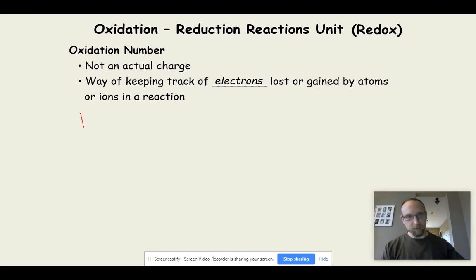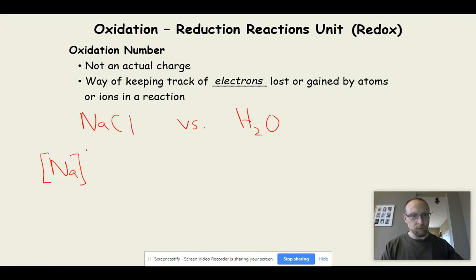Here's an example. Let's say I have NaCl versus water, H2O. Remember what happens when sodium and chlorine form a compound. This is a metal and a nonmetal, so we're going to get an ionic compound. Na loses its one valence electron to become a +1 ion. And chlorine, remember, initially has 7 valence electrons, and then it gains one more to fill its valence shell, becoming a -1 ion.